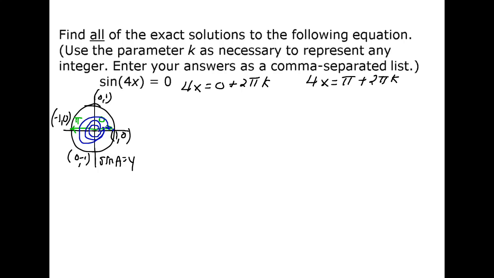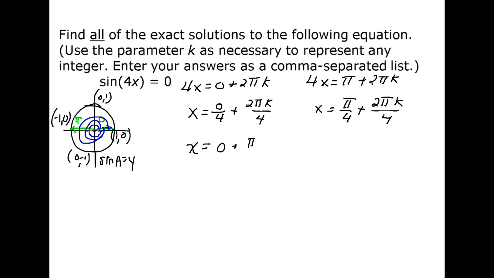We just have to solve for the x, so let's divide out the 4. So x is 0 over 4 plus 2 pi k over 4, where x is pi over 4 plus 2 pi k over 4. So we're just dividing out the 4. This becomes pi over 2, doesn't it? So x is 0 plus pi over 2 k, where x is pi over 4 plus pi over 2 k.